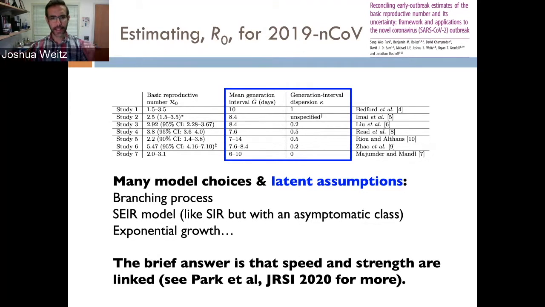The idea is that the speed, the thing we can observe, and the strength, the thing we'd like to infer because we want to know something about size, are linked, and they're linked by the generation interval. If you'd like to read more about this, we wrote about this very early with applications to SARS-CoV-2 in the Journal of the Royal Society Interface. So feel free to delve into that for more.